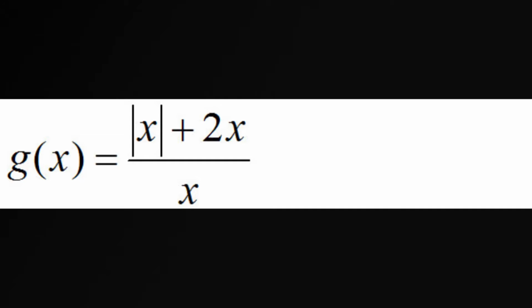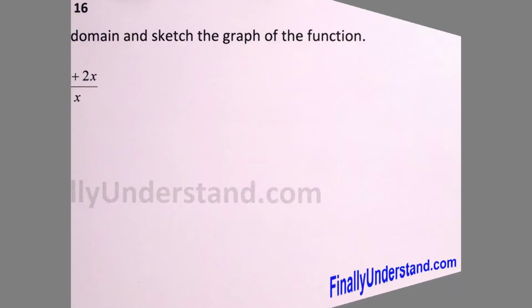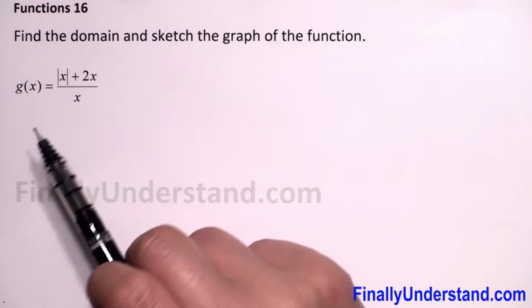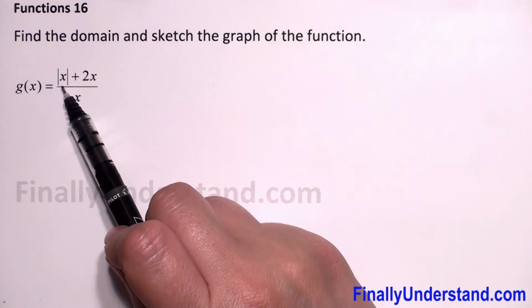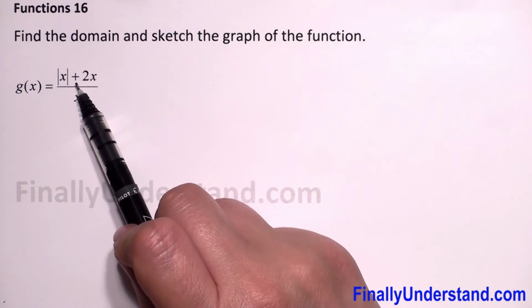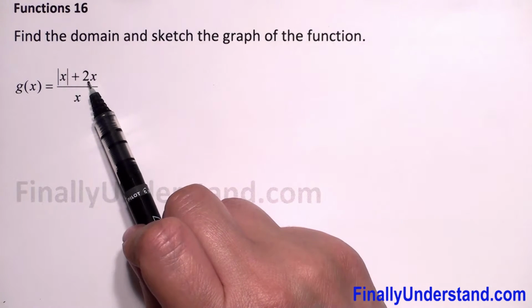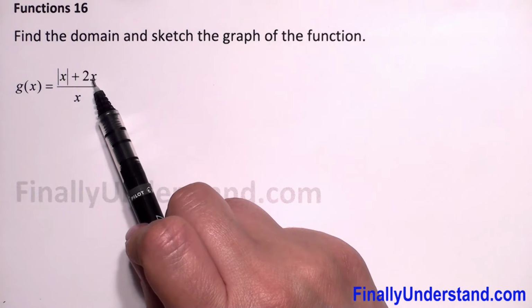First, we have to find the domain of our g function. Let's see what kind of operation we have here. We have absolute value bars. We know that we can take absolute value of every real number. We have addition. We can add every real number. We can multiply by 2 every real number.